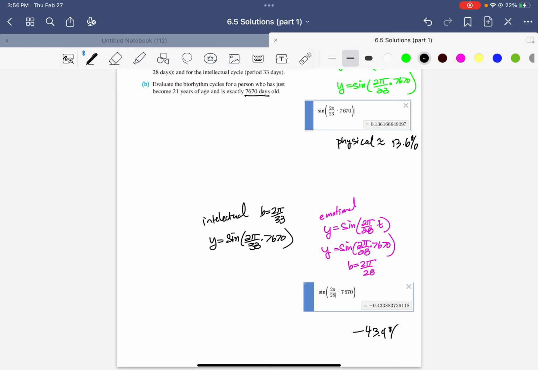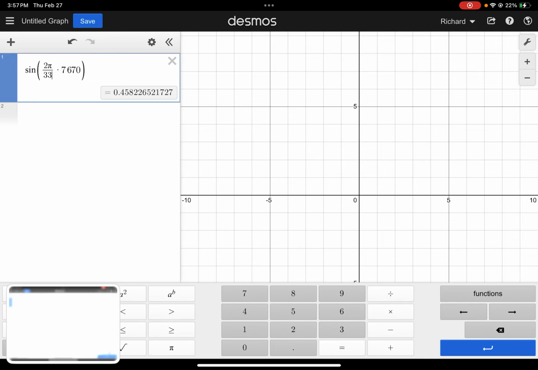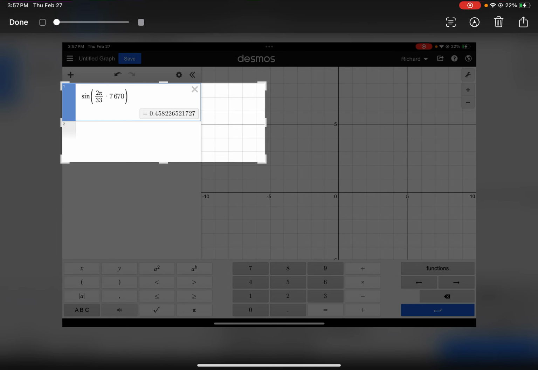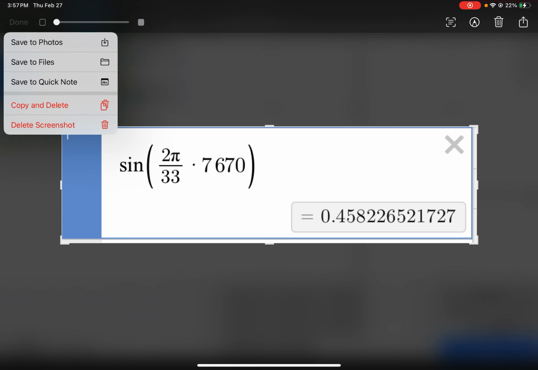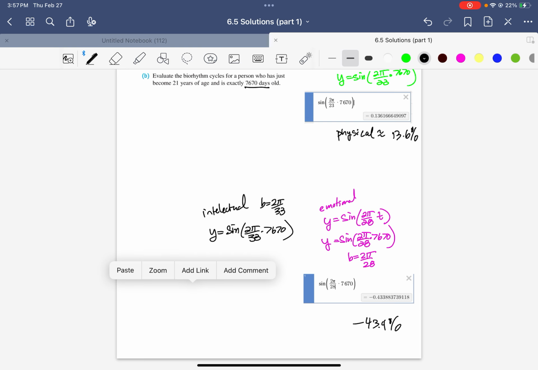Let's see what our brain is doing at 2 pi over 33. So for 2 pi over 33, we were actually at 0.458. And so it's about 45.8% of potential. So really, man, intellectually, we're about running on half gas, which is not too bad.